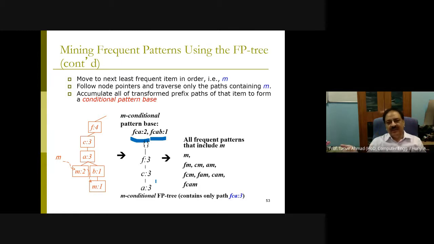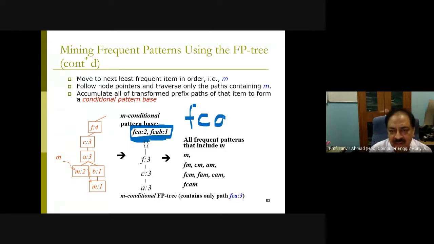FCAB है frequent. Therefore you will now from this generate FCA, at least having a count equal to 3. Why? Because 2 यहां से और 1 यहां से. अब इसके सब के आगे M है तो इसके फ्रीक्वेंट पैटर्न्स क्या आएंगे? FM, CM और AM, ये वाला.